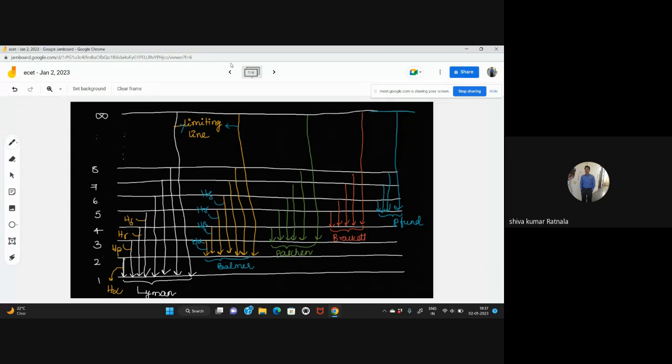In the case of the Lyman series, the ground level is 1 and the higher levels are 2, 3, 4 and so on. In the Balmer series, the ground level is 2. For the Paschen series the ground level is 3, for the Brackett series it is 4, and for the Pfund series it is 5. Lyman is visible in the ultraviolet region, Balmer is in the visible region, whereas Paschen, Brackett and Pfund are observed in the infrared region.